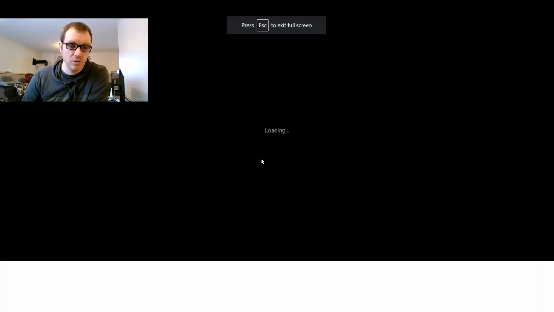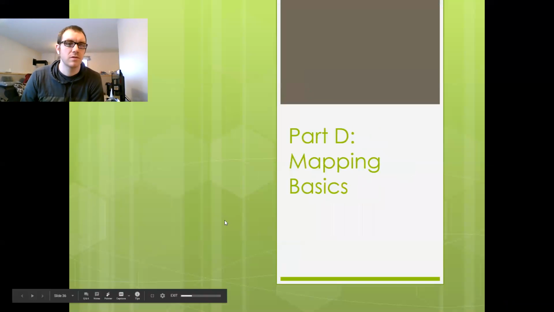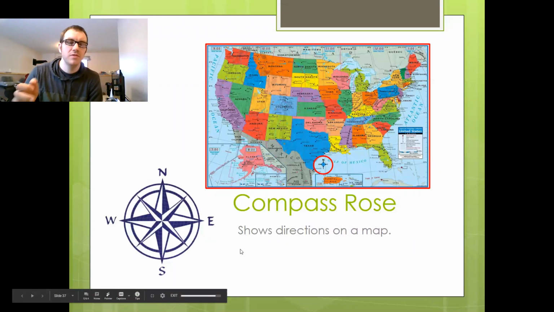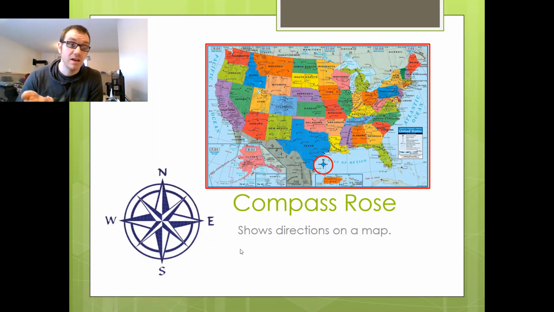Okay, so when we talk about maps, we obviously need to talk directions. All right, so we start out with our most basic directions, which are cardinal directions. Okay, and we have our compass rose for that. And each map normally has a compass rose. And there's your note you can fill in right there. It shows you directions on a map, which is very important so you know which way is which.